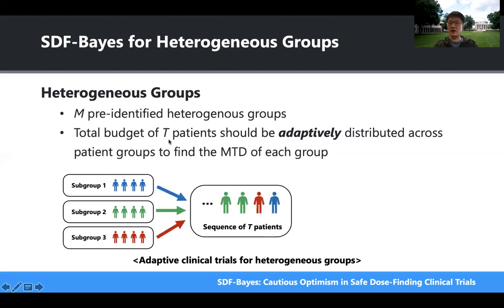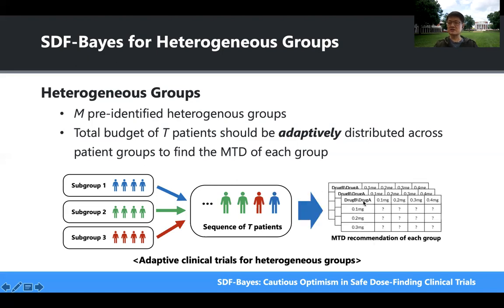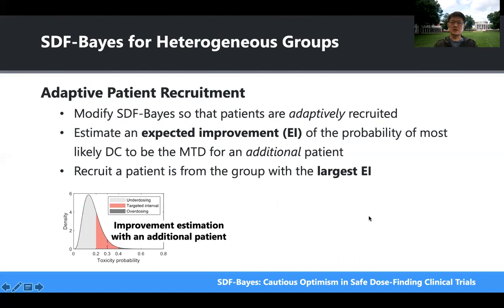So the idea is, how can we allocate these T patients adaptively to improve our learning across these, let's say, 3 different subgroups? The idea for SDF-Bayes AR is to do adaptive recruitment for patients. The mathematical tool here is that we're going to estimate an expected improvement, EI, for every subgroup, and then we choose the subgroup that has the largest EI. Then we're going to use this group for the next round. This expected improvement is computed based upon the additional patients. Adding one more patient, what is the benefit? And we choose the subgroup with the largest benefit.